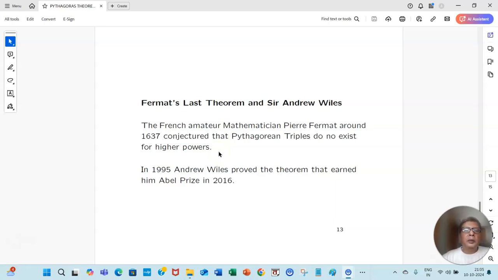Now, mathematicians tried to generalize it, and there came Fermat's last theorem. The French amateur mathematician Pierre Fermat around 1637 conjectured that Pythagorean triples do not exist for higher powers. So a to the power n plus b to the power n equals c to the power n doesn't have any integer solution for n greater than 2. That is Fermat's last theorem, and it was proved in 1995 by Sir Andrew Wiles, and that earned him the Abel Prize in 2016. So that's about Pythagorean triples.